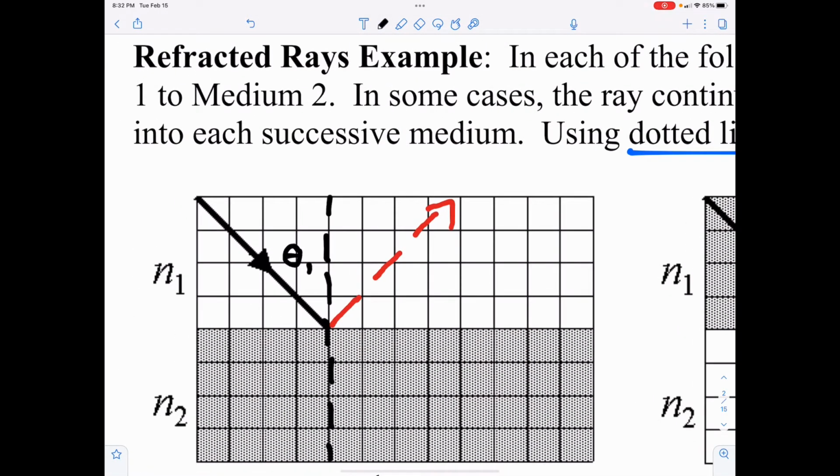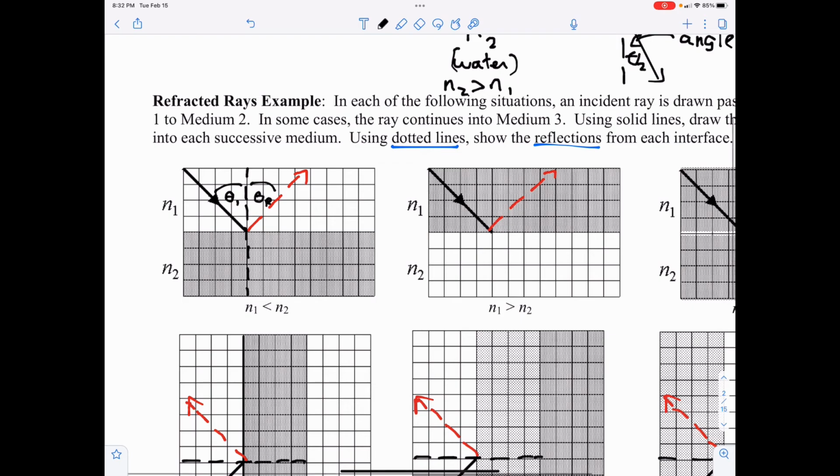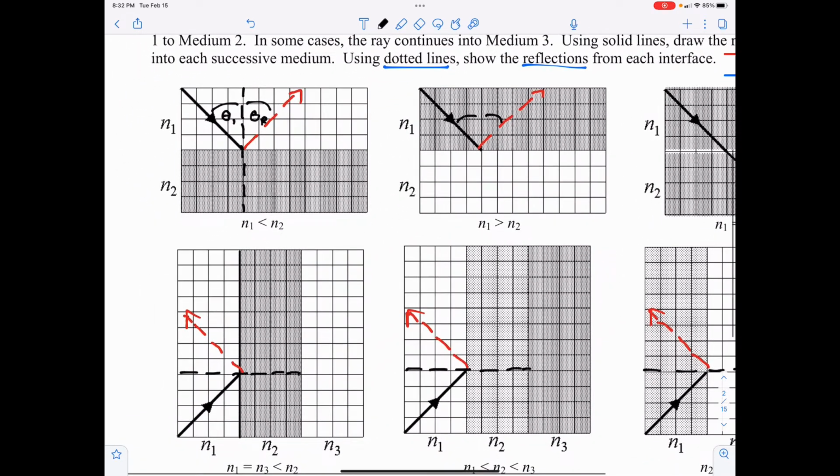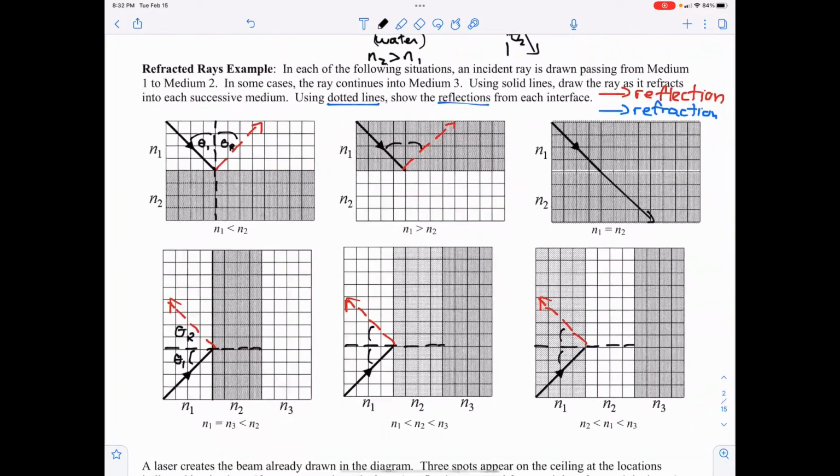In other words, I'm going to do this one example right here. Theta 1 equals theta r. Angle of incidence equals angle of reflection. And that is true in each case, except for number 3, where it doesn't reflect at all. Here's theta 1. Here's theta r. Theta 1, theta r, theta 1, theta r. They're all the same. Okay, so those are the reflections.